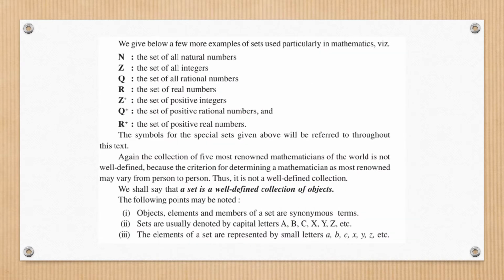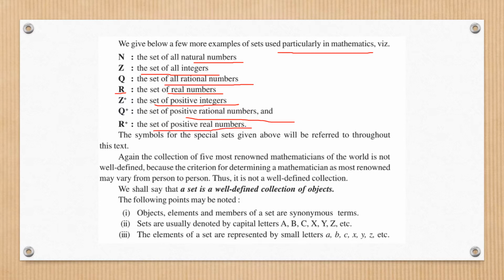We give below a few more examples of sets used particularly in mathematics. For example, N is the set of all natural numbers. Z is the set of all integers. Q is the set of all rational numbers. R is denoted for the set of real numbers. Z plus means the set of positive integers. Q plus means the set of positive rational numbers. And R plus is the set of positive real numbers, right?